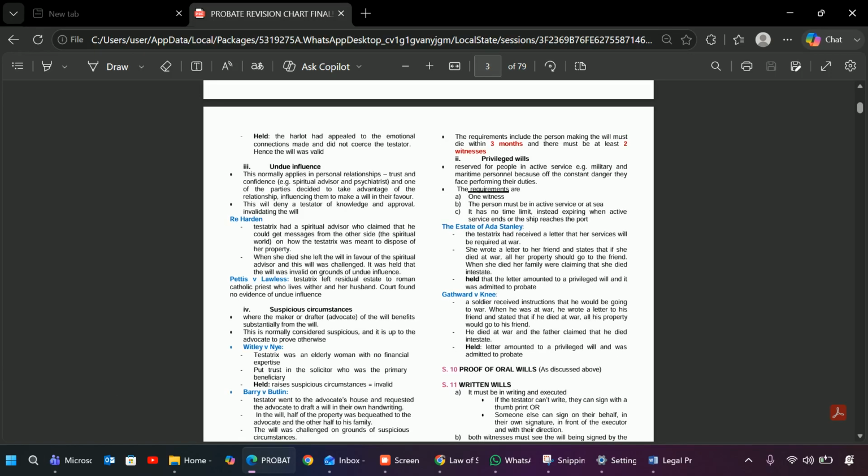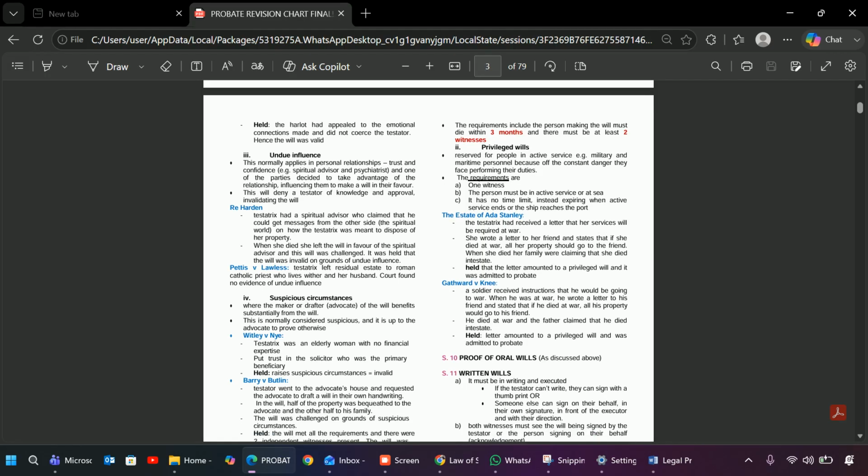There is a decision known as the estate of Ada Stanley, where the testatrix had received a letter that her services would be required at war. She wrote a letter to her friend stating that if she died at war, all her property should go to the friend. When she died, her family were claiming that she died intestate. It was held that the letter amounted to a privileged will, and it was admitted to probate.